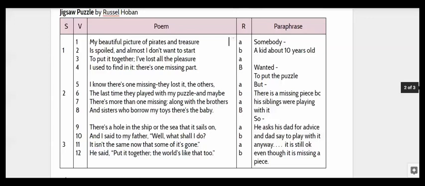Okay, let's see if I can show you some alliteration. So, picture of pirates, p and p. How about here in verse number 6, played with my puzzle, more p's. And how about the sea that it sails on? You might have found some others, but these are 3 examples of alliteration. So you highlight them right there.